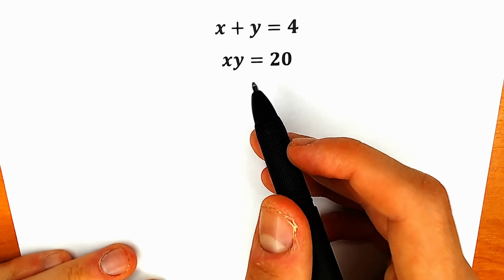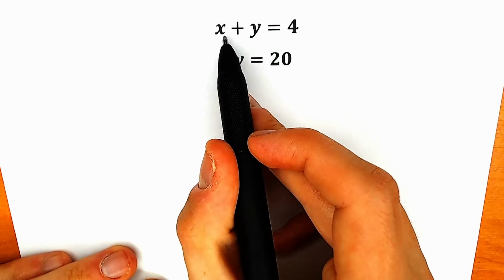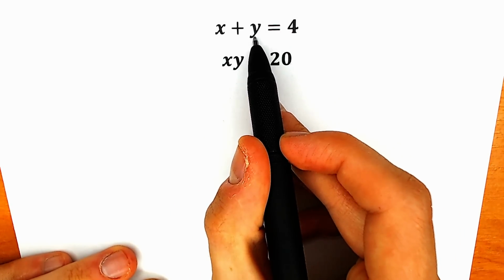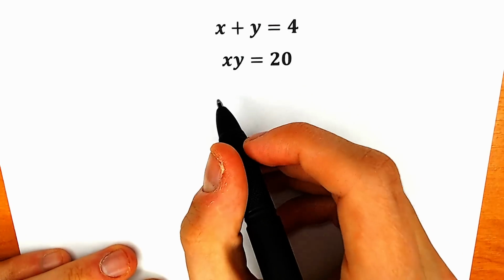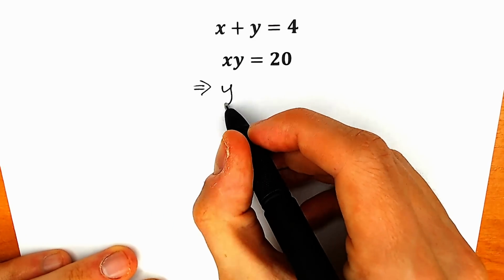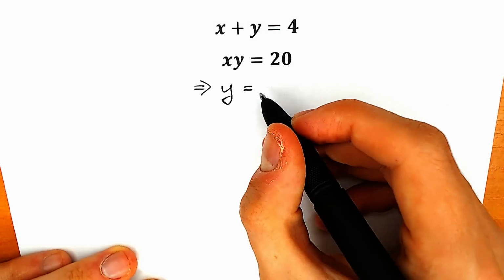Okay, so first of all, let's look closely at this first equation, x plus y equal to 4. From here, let's express our y. So y will be equal to 4 minus x. Our first step is to write the next equation: y equal to 4 minus x, all right?